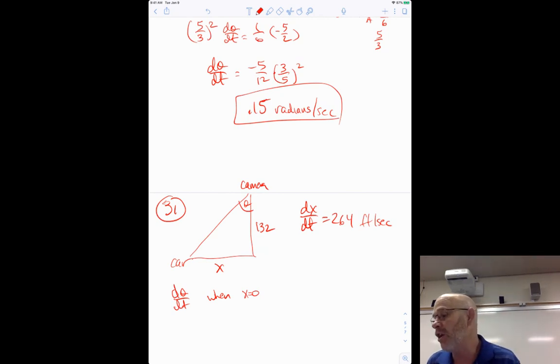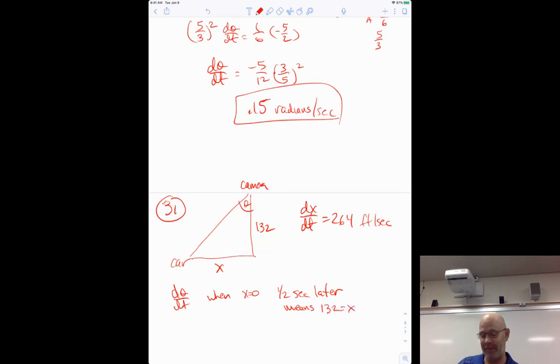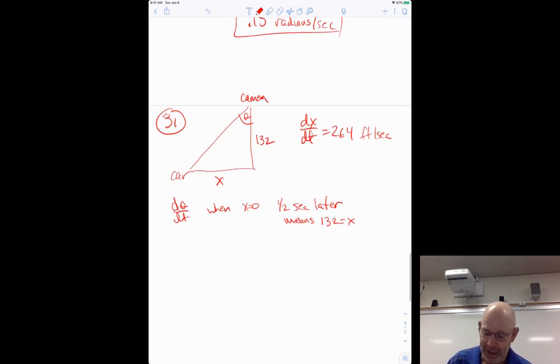And then also a half second later, which means, remember the car is traveling at 264 feet per second, so x is 132 because it's going to go for half a second. That 132 is pretty nice because of the other 132. So again, we need an equation. This time I don't have that information right there, so I don't have a choice. I must use tangent. Tangent of theta equals x over 132.